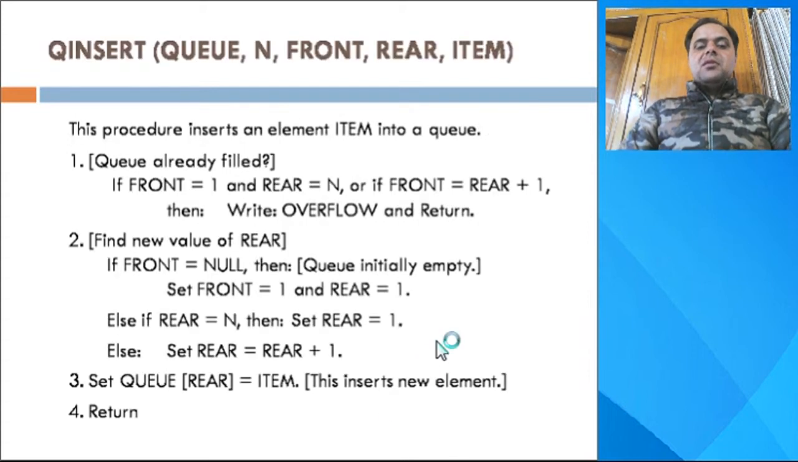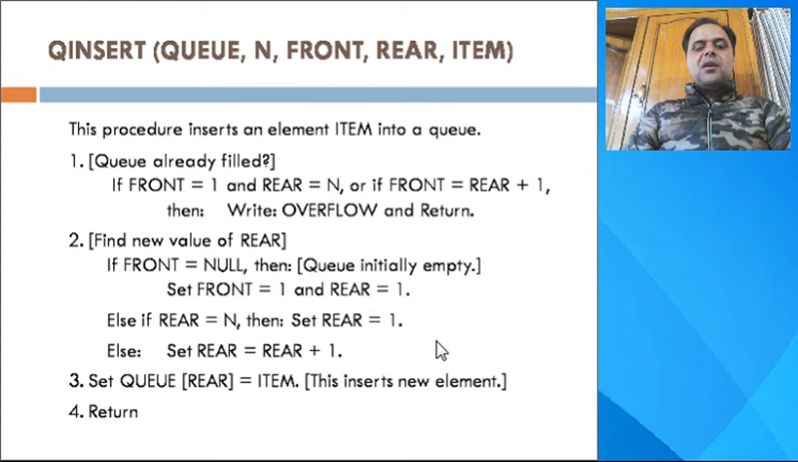So we have two different algorithms for insertion and deletion in queue. For insertion, we named it queue insert. Queue is an array of n elements. Front is a pointer, rear is also a pointer, and item is the element which we want to insert into the queue. So this procedure inserts an element item into a queue. What does this algorithm do? This algorithm will insert an item into a queue.